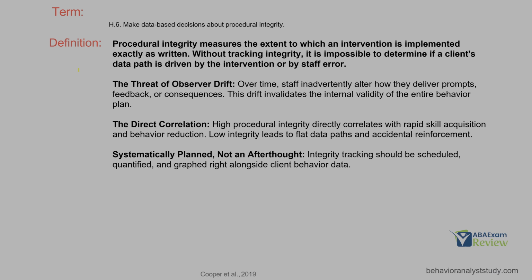What is procedural integrity? We're basically checking, is our intervention implemented as written? I know as a BCBA, if I wrote an intervention, a behavior plan, a skill acquisition plan, I wrote it for a reason. The decisions I was making and writing down were there for a reason. And I want my staff to implement exactly what I put on paper. And I recognize it's my job to make sure that's happening.